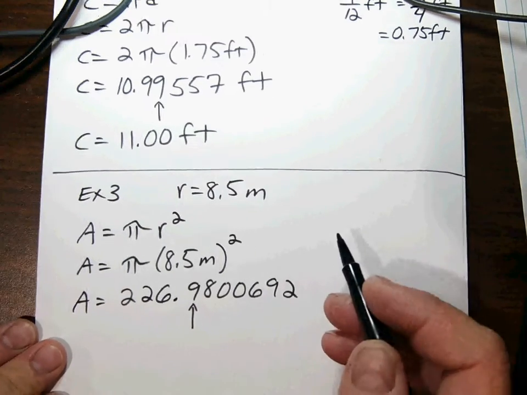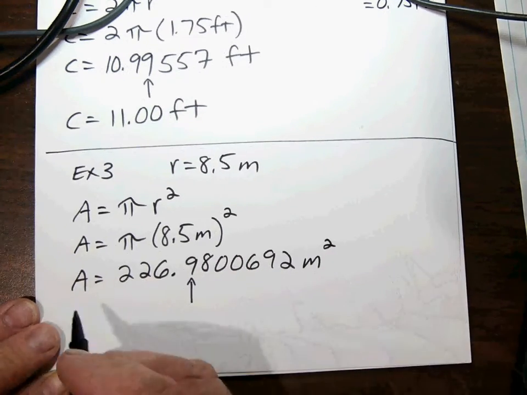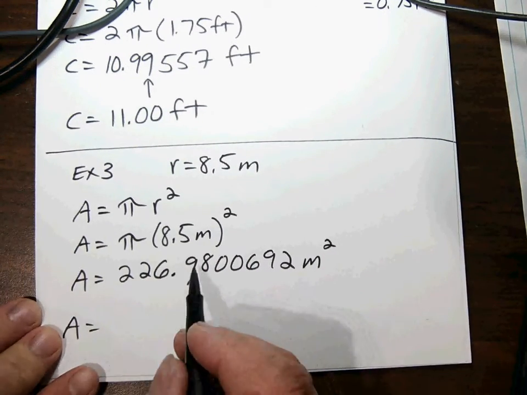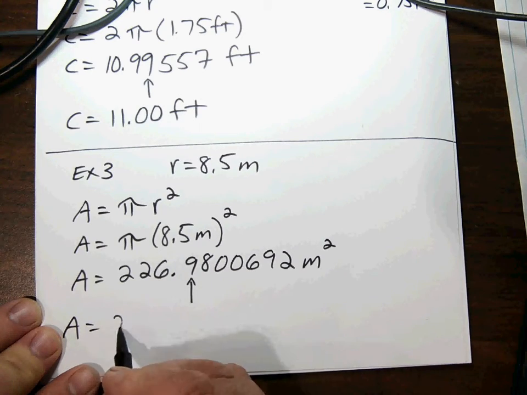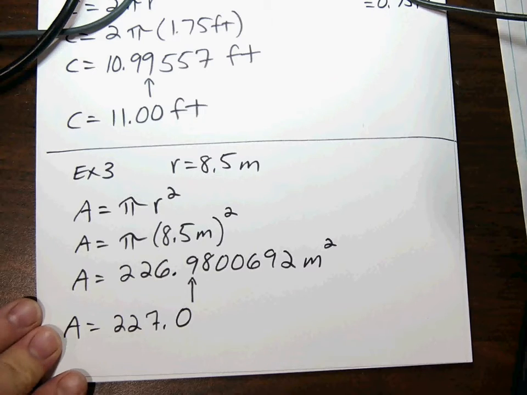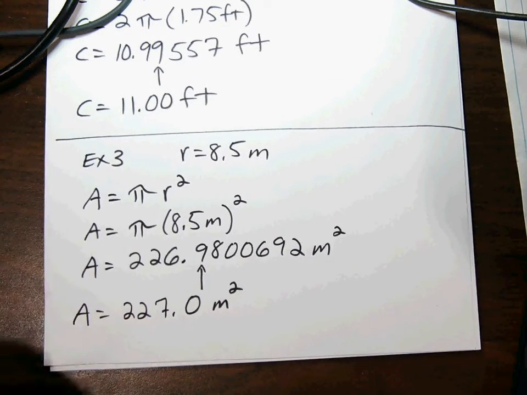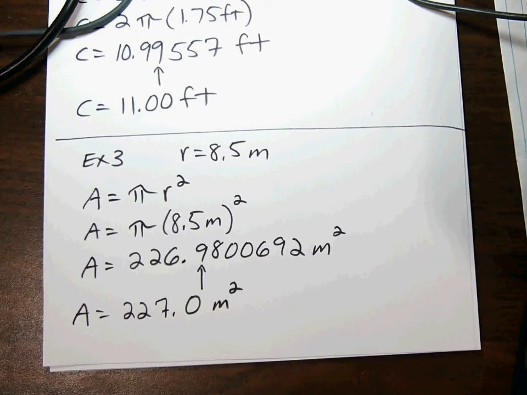And it's going to get bumped up, isn't it? Oh, what's my unit, by the way? Meters squared. Units of area should have square something attached. So that 9 gets bumped up, and of course that causes the 6 to get bumped up here. So it's going to be 227.0. What's my units? Square meters. Meters squared. Alrighty.